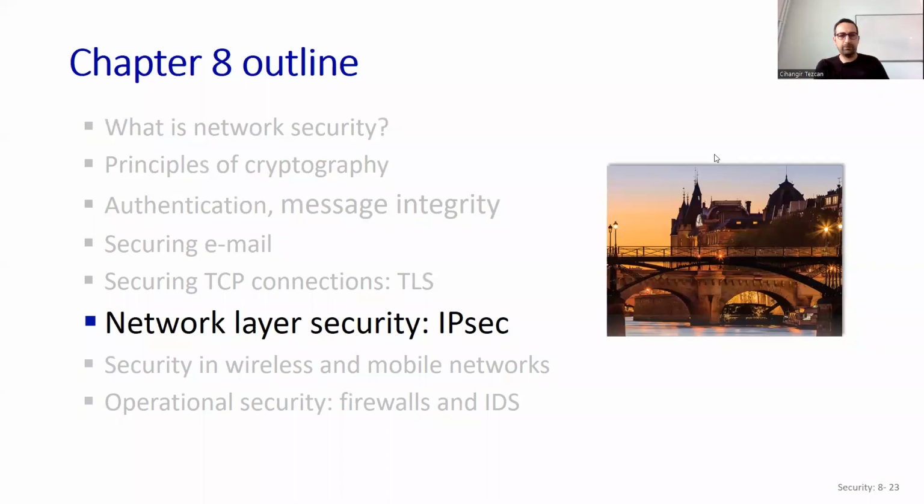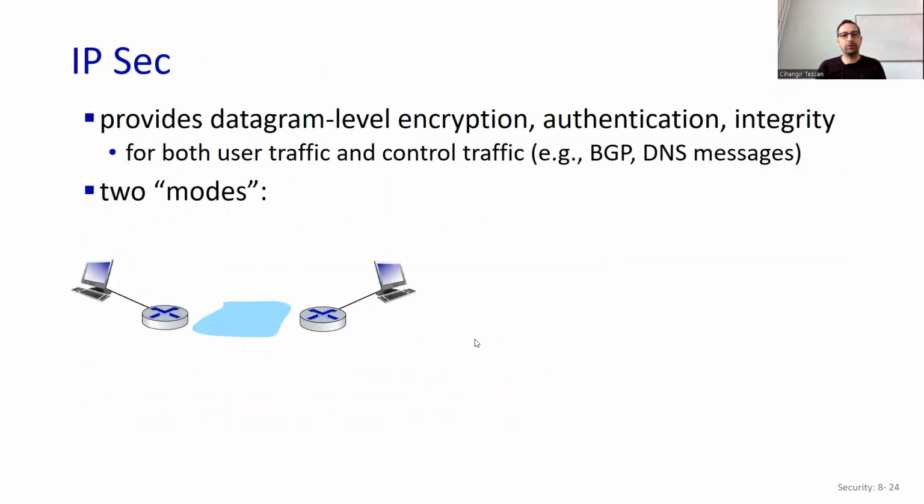All right, so we talked about TLS, which actually resides in the application layer but provides transport layer security. Now we are moving one layer below and go for network layer security, which is called IPsec here. So we will talk about the IPsec protocol. It provides datagram level encryption, authentication, and integrity for both user traffic and control traffic, for example, BGP and DNS messages.